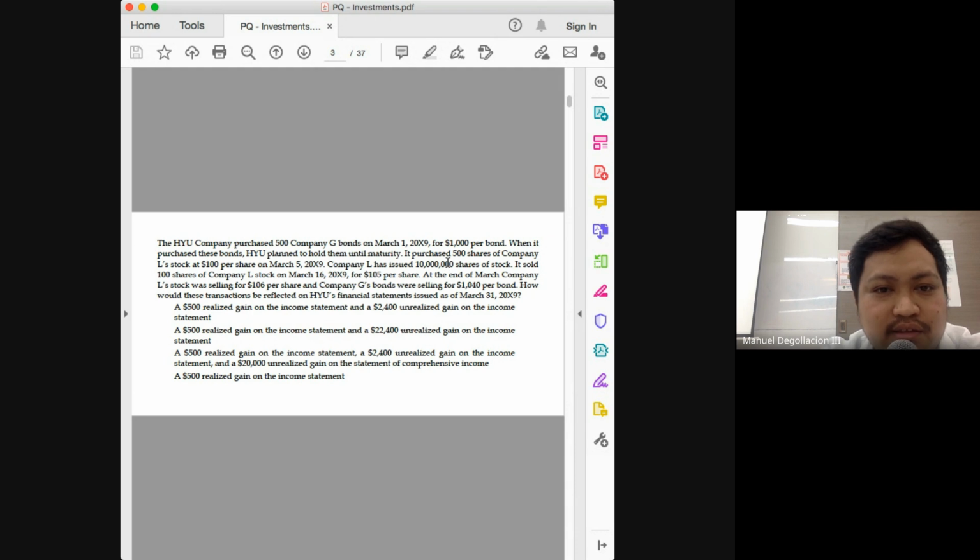Okay, third sentence, it purchased 500 shares of Company L stocks at 100 per share. Okay, please compute the initial investment now. How many shares did we purchase? 500. At what price? Is it 100? The shares, 500 shares of Company L at 100 per share.